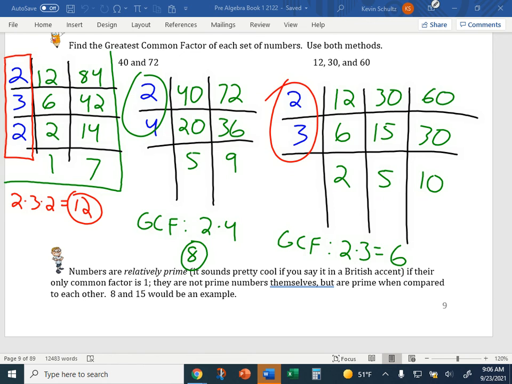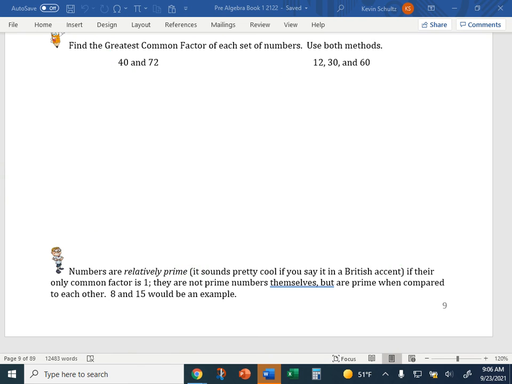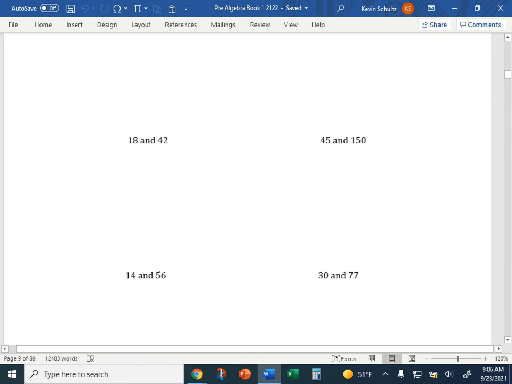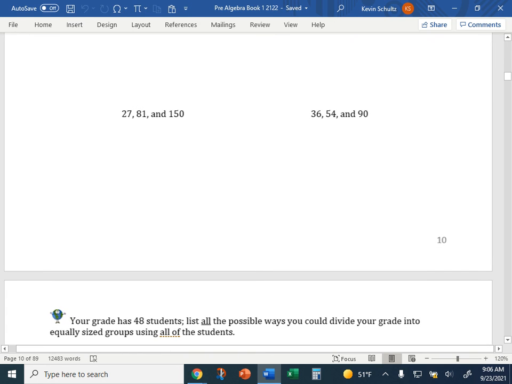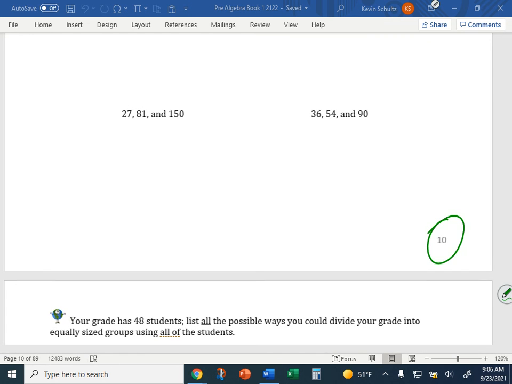Your homework for Monday, just page 10. Okay? All of page 10, but only page 10. Don't cross out page 11 because we'll do that together on Monday. But your homework for Monday, just page 10. Tomorrow's a retake day. So just page 10.